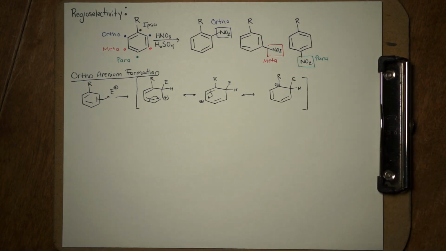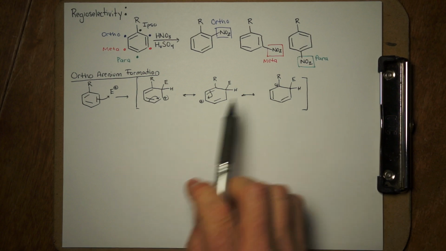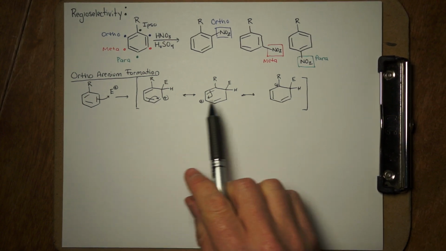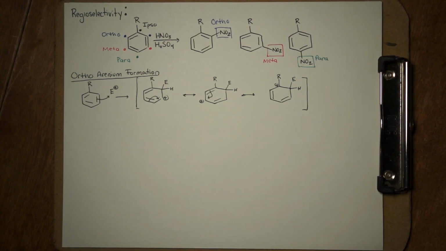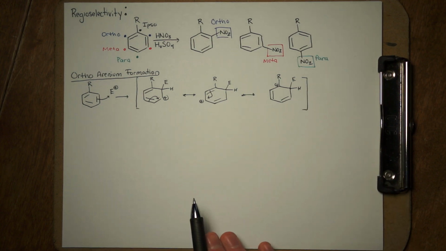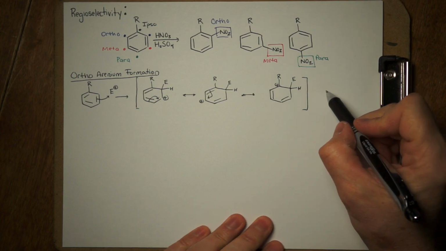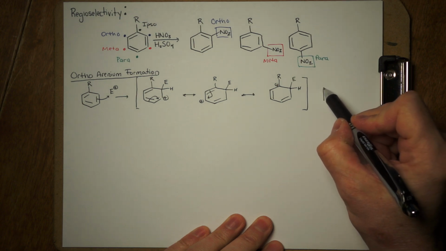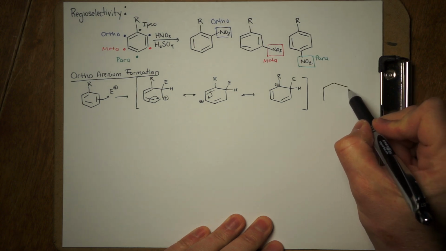And so you can see that we have three different resonance structures, and these three resonance structures averaged together represent the overall Arenium ion intermediate. The Arenium ion doesn't look like any one of these in particular, but it's some weighted average of those three. So we can even draw this as an average picture.